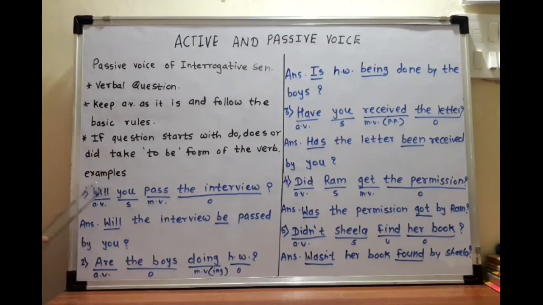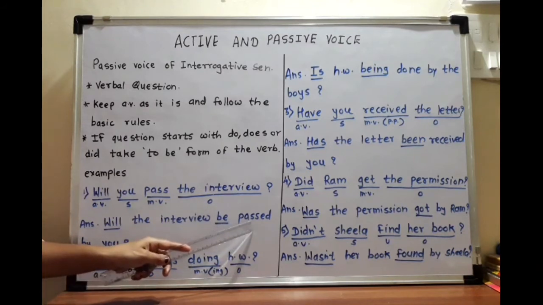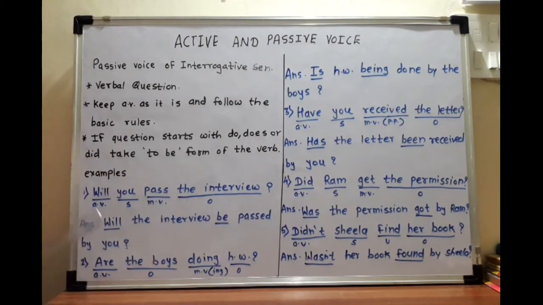Other rules are the same. We have to start the sentence with the auxiliary verb itself, and then the object, then whatever change we are supposed to make, then the past participle, by and the subject. The same rules you have to follow. The sentence also has to be kept as it is. Only the necessary changes you have to make in the answer. Are the boys doing homework?